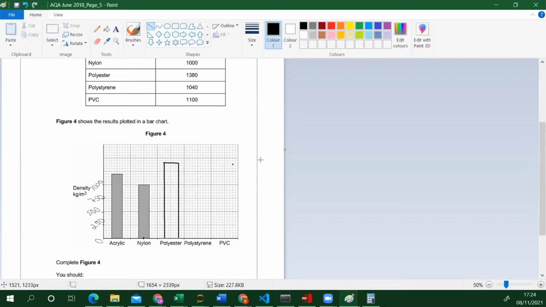Okay. Polyester. Polystyrene is 1040. It's only going to be a little bit above this one.